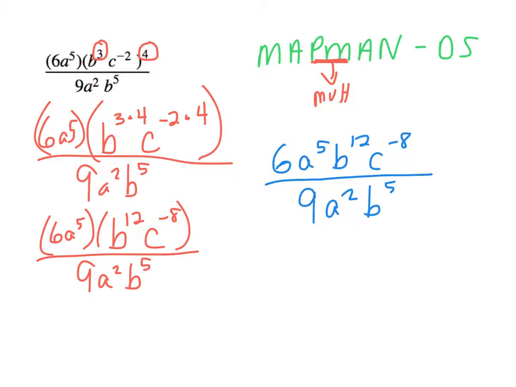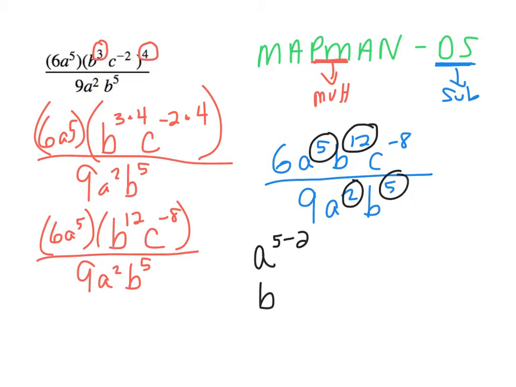And now we're down to a division problem here. And MapMan says that if I'm dividing, I'm going to subtract my exponents. So let's go ahead and start with our first base. We have an a. We have an a to the 5 minus 2. We have our b as another base. We have our b to the 12 minus 5. And we have our c. We don't have a c on the bottom. So really it's just a c to the negative 8. There's nothing to do to that.